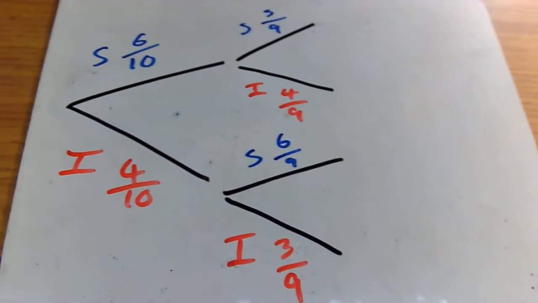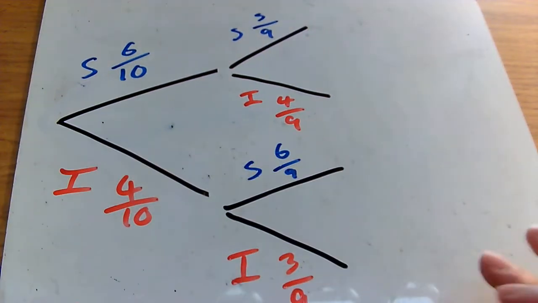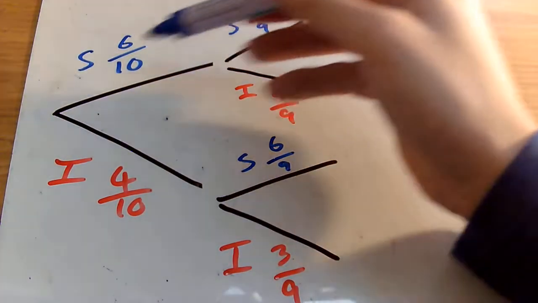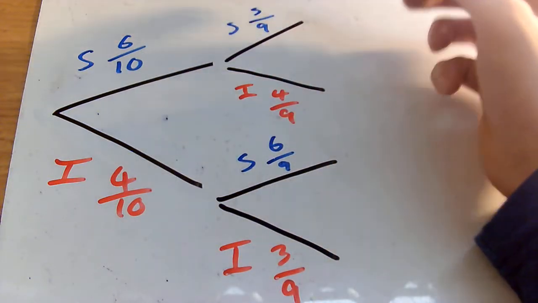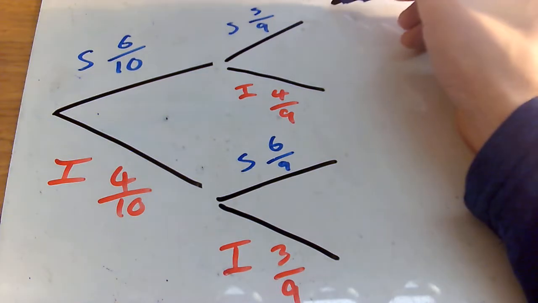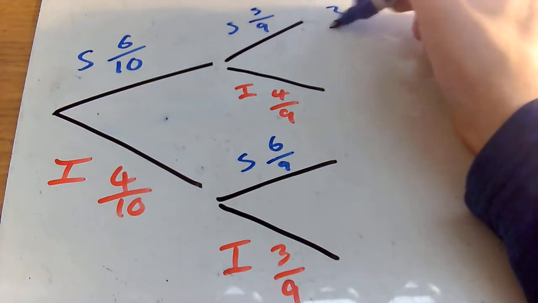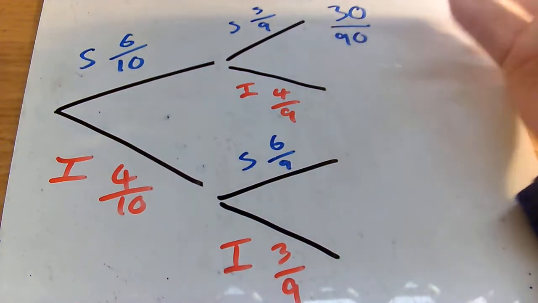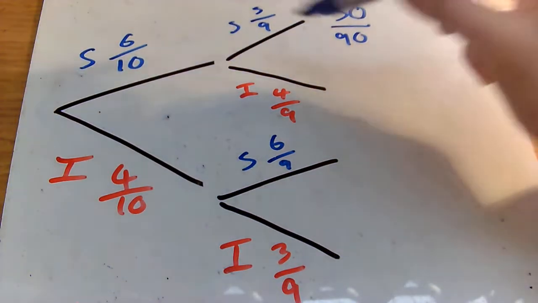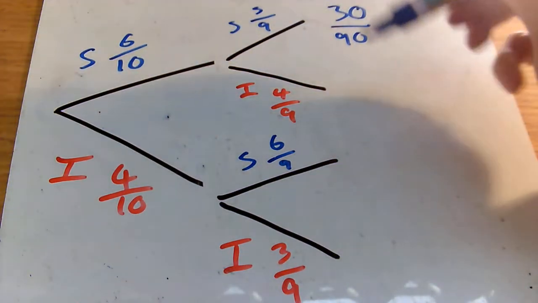Now, one thing I would urge you to do in all tree diagram questions is work out every possibility at the end of the branches. So this one here is Shakespeare and Shakespeare. That means we're going to multiply the probabilities. We're going to do this times this. So we're going to get 30 out of 90. And for once, I'm going to say don't simplify this fraction. There's a good reason for that, which I'll mention later. So I'll leave that as that.